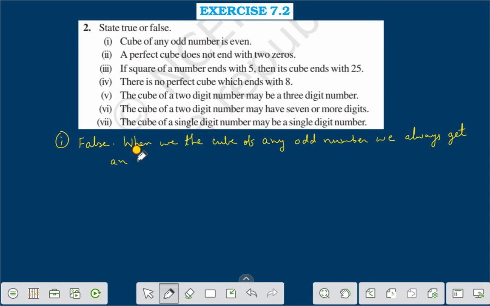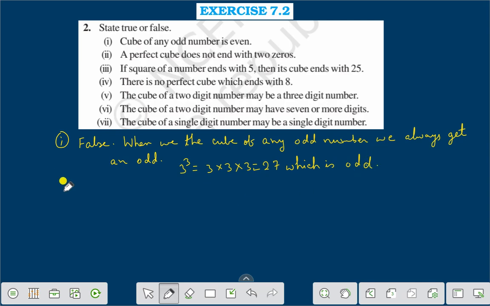Let us take an example. Let us take cube of 3. 3 is an odd number. Therefore, you are getting 3 into 3 into 3. That is 3 3 is 9, 3 9 is 27, which is again odd. Right?